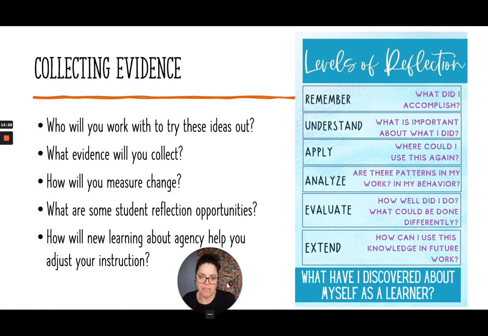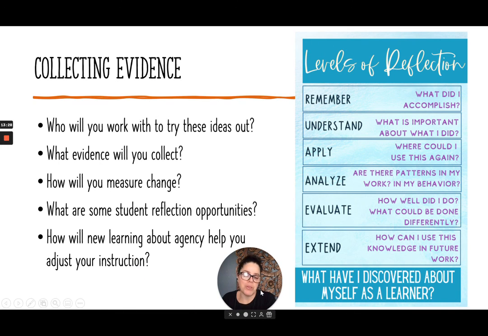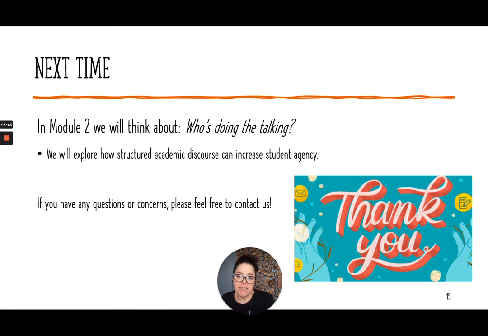And what kinds of evidence will you collect? How will you measure your change? Are you going to think about maybe like pre and post, or involve students in that process? And then also, how will you adjust your own instruction, and what can you learn from that? So next time we will jump into Module 2, and we'll think about who's doing the talking and how structured academic discourse can increase student agency.